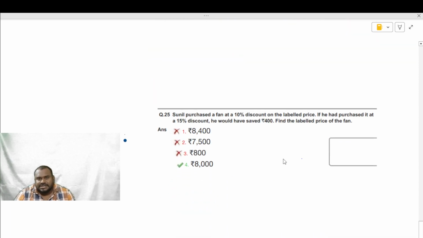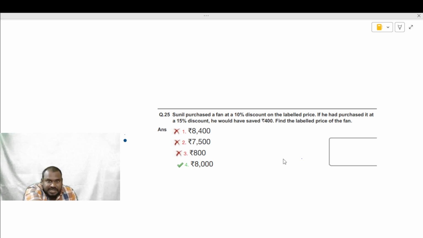So Sunil purchased a fan at a 10% discount on the labeled price. If he had purchased it at a 15% discount, he would have saved 400 rupees on the labeled price of the fan. He's saying he purchased the fan at 10% instead of 15%. Suppose he had purchased it at 15%, that means 5% extra, he would have saved 400 extra. So it means that 5% extra is nothing but 400.